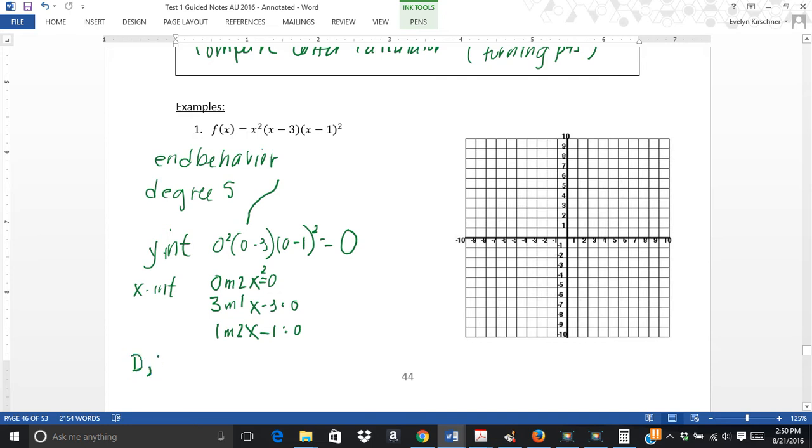I want to know the domain and range. Well, it's an odd function, so both the domain and the range are the real numbers. And now what I want you to do is take all that information, try to sketch a graph, and come back and see if it matches mine.